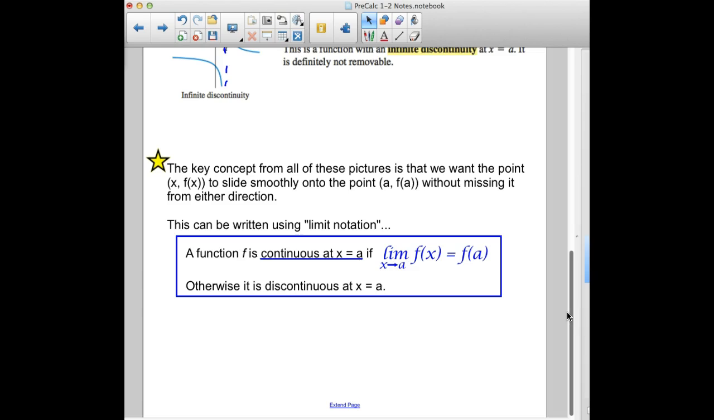It can be written with limit notation, and next year in calc you're going to do a ton of stuff with limits. The notation says the limit as x approaches a of our function. In other words, as we follow that graph and get closer and closer to that x value of a, we are approaching f(a). We're meeting at that spot.